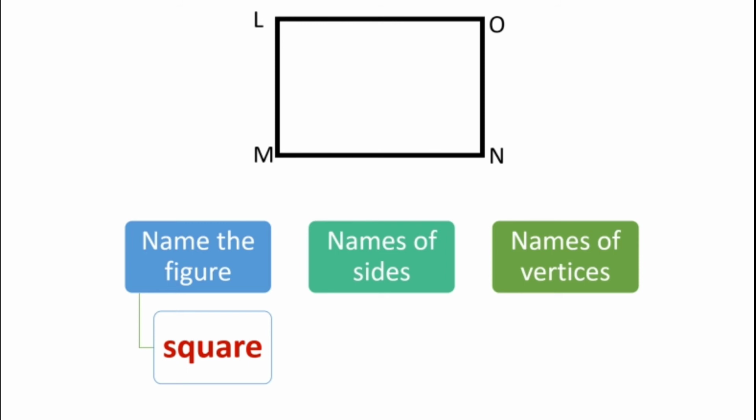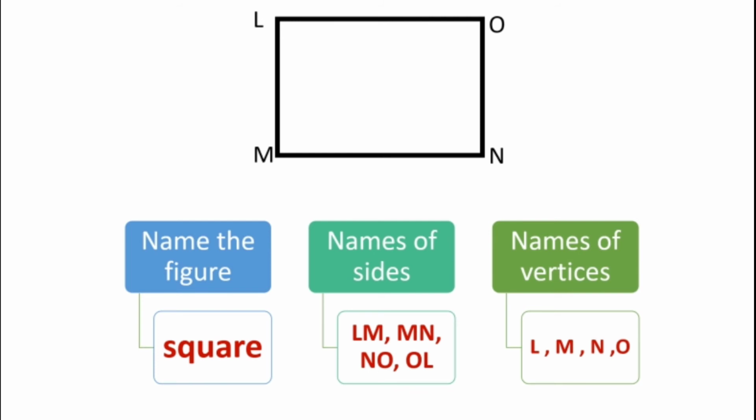Now we have to name the sides. Which are the sides of this figure? Now see here, you can see LM, MN, NO, OL. These are the sides of this figure, the square. And also we are going to see the names of vertices. They are L, M, N, O. These are the vertices.